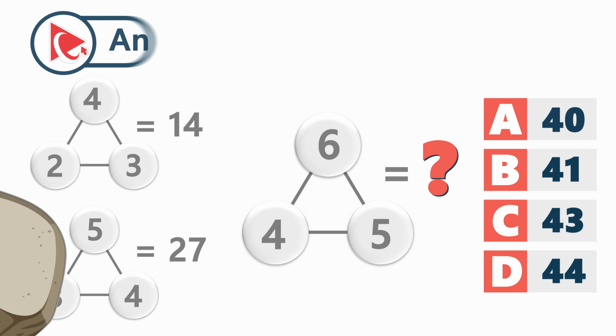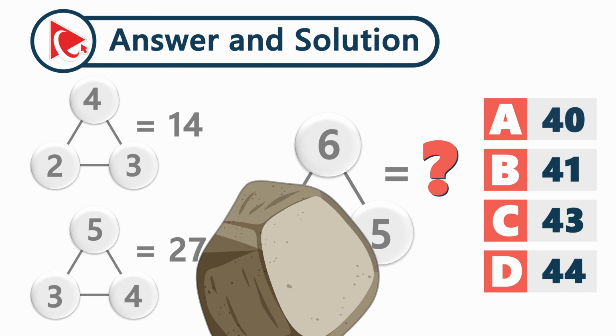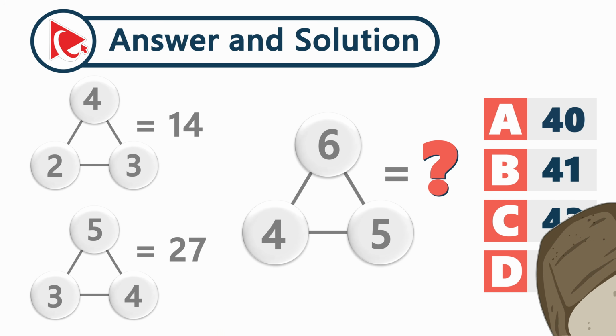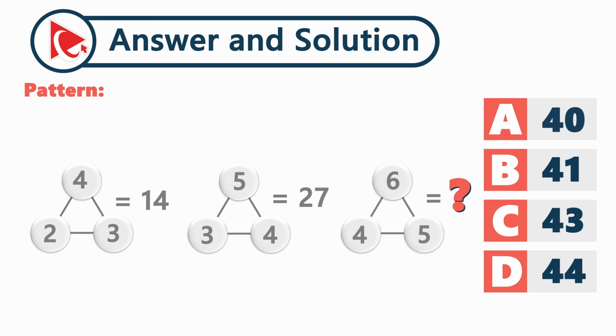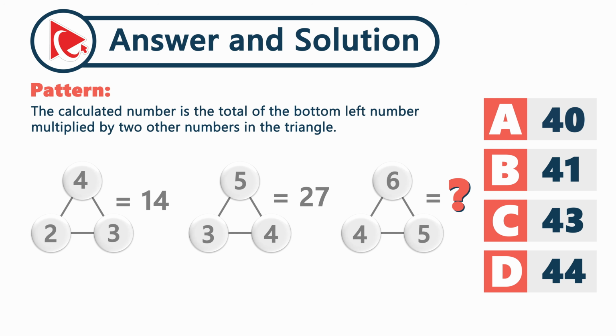The funniest thing with this boulder is that it doesn't seem too hard to push it uphill once you know the pattern. And the pattern here is extremely simple. The calculated number is the total of the bottom left number multiplied by the 2 other numbers in the triangle. Let's look at the example.